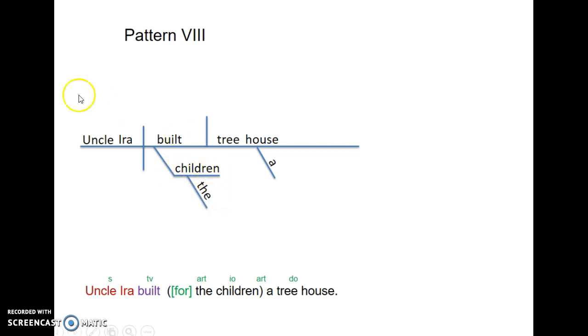So this is a pattern 8 with subject, transitive verb, direct object, and indirect object. Keep in mind the indirect objects are usually people, not all the time, and they're receiving the direct object. So they're getting whatever is being talked about here. So there's a direct relationship from the verb build to the treehouse. That's what is being built. The treehouse is receiving the action of the verb, and the indirect object is receiving the direct object.